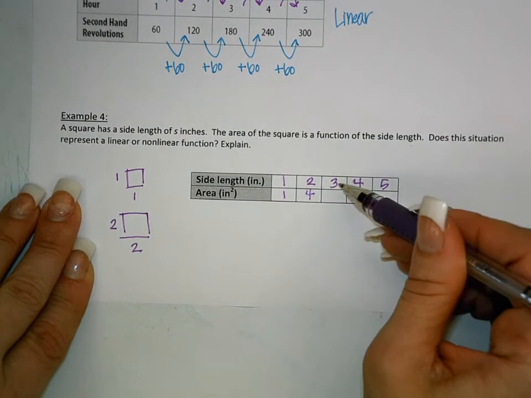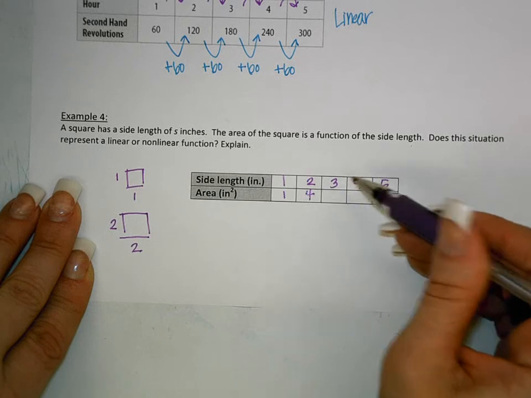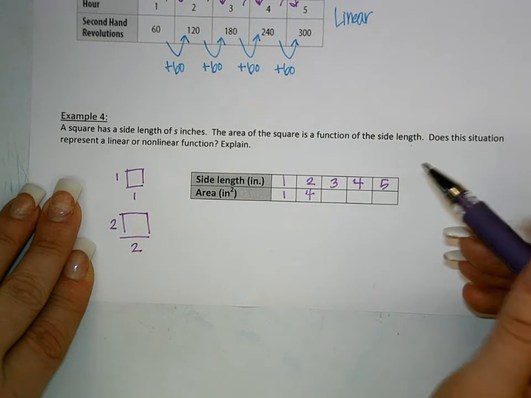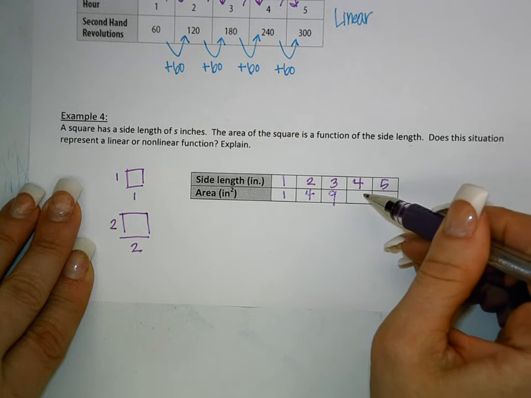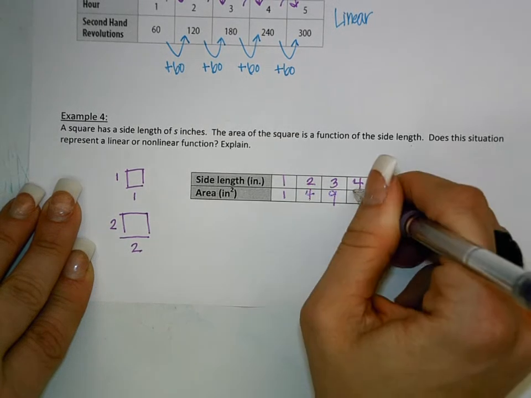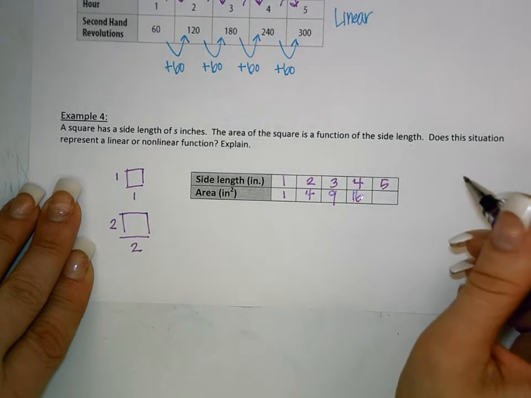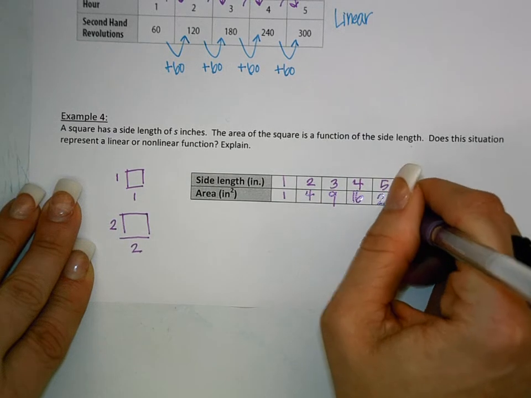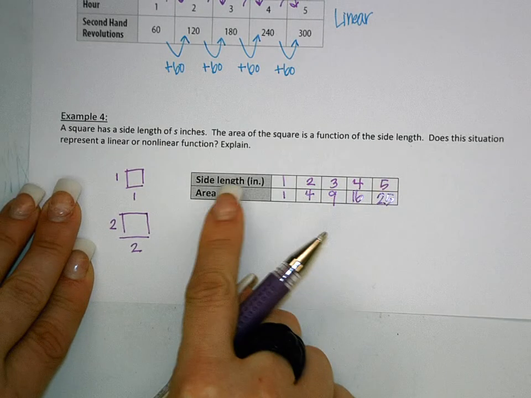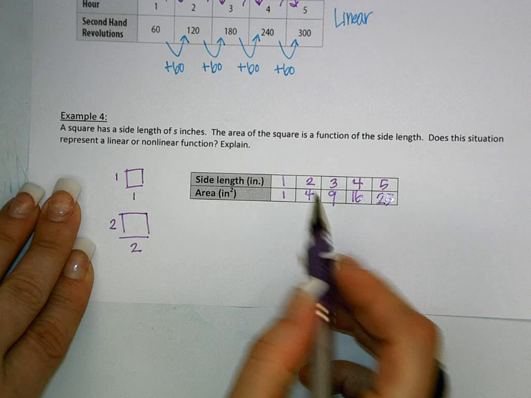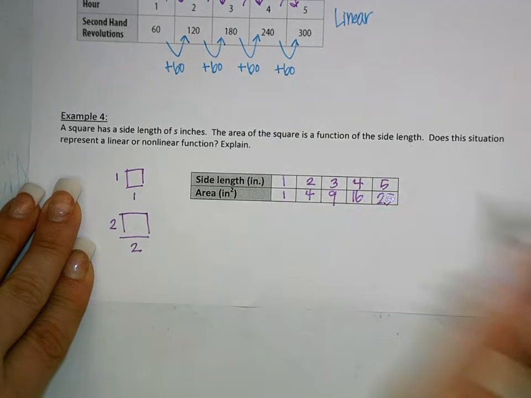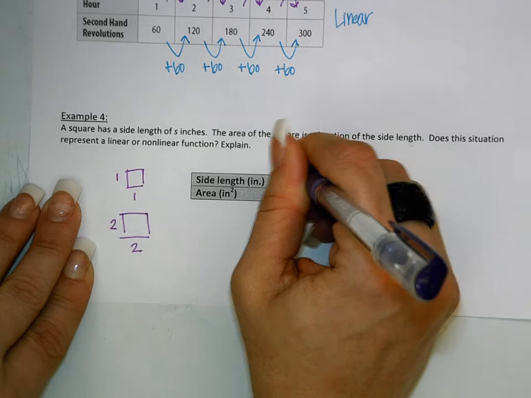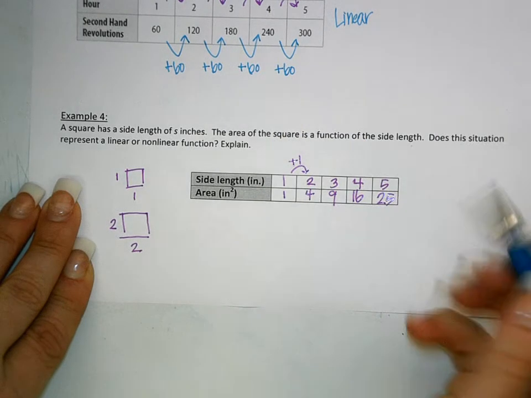What would be the area of a square with a side length of 3? 9. How about the area of a square with side lengths of 4? 16. And then area of a square with side lengths of 5? 25. So, the side lengths, are they growing at a consistent rate? Yes, those are all plus 1s. But what about the area?